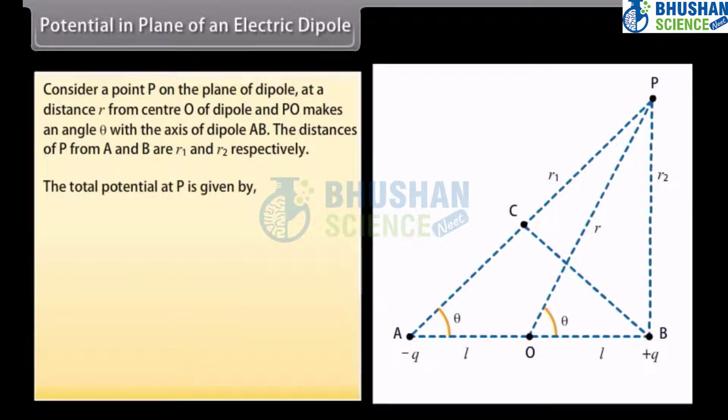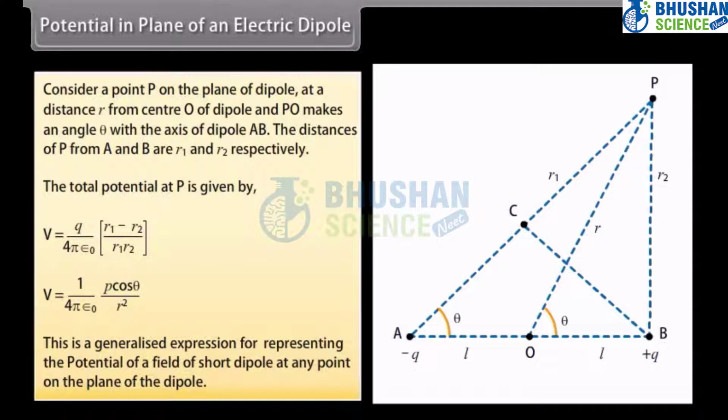The total potential at P is given by V equals Q upon 4 pi epsilon naught multiplied by (R1 minus R2) upon R1 R2, which is equal to 1 upon 4 pi epsilon naught multiplied by p cos theta upon r square. This is a generalized expression for representing the potential of the field of a short dipole at any point on the plane of the dipole.